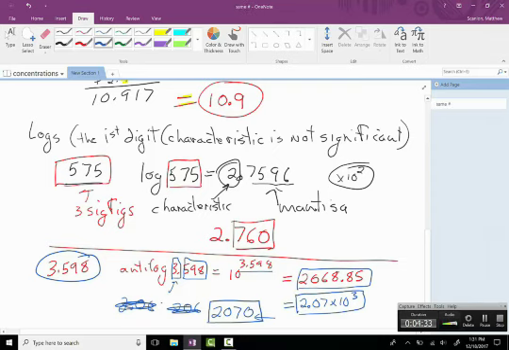That's it for sig figs. One other thing about sig figs. We use sig figs when we don't have any information about the error. We, for the most part, will always have information about the error. We'll talk about that in the lab some more.